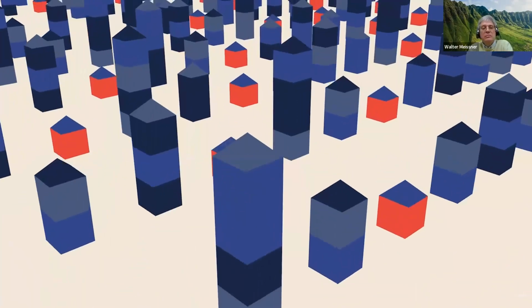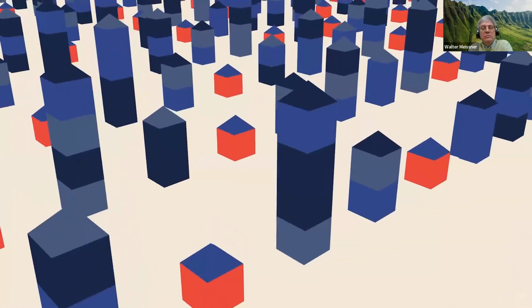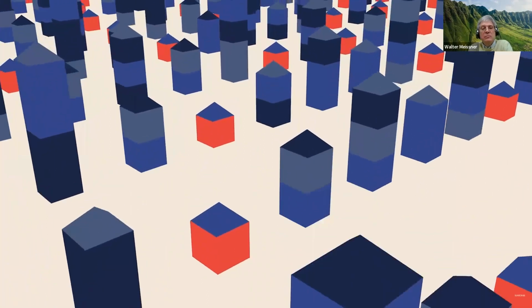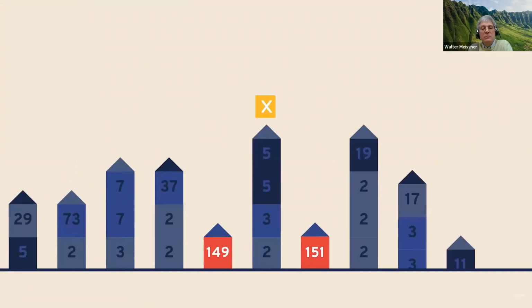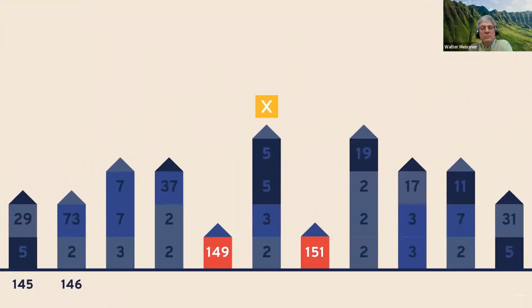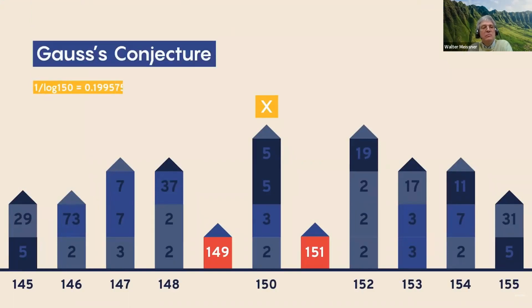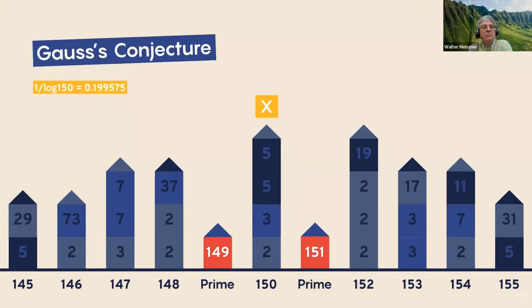To understand what the slope of 1 over log x has to do with prime numbers, let's pay another visit to Factor City. What Gauss imagined was that if you're standing at address x, and you look left and you look right, the proportion of one-story buildings, that is primes, that you would see around you is roughly the same as 1 over log x. This suspicion became known as Gauss's conjecture.